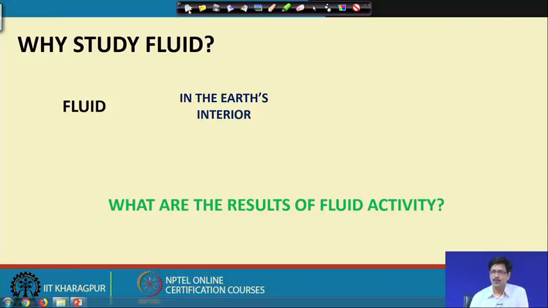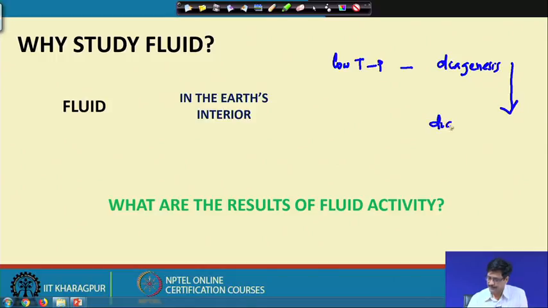So the spectrum is so wide that this fluid activity results in very low temperature and pressure regimes, such as the very low grade metamorphism that happens in the diagenesis of sedimentary basins when they are just subjected to very low pressure and temperature conditions. So, conditions as low pressure and temperature as diagenesis, to very high pressure and temperature situations, where the diamond forms in some specific part of the upper mantle.